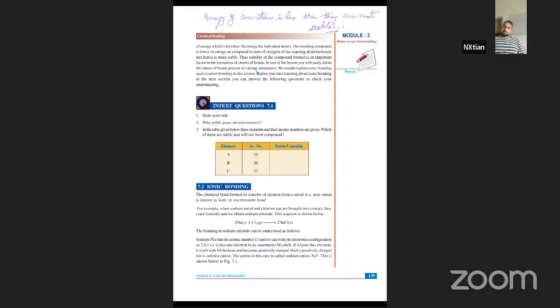Yes or no? Okay. Now we will learn that there are two types of bonding. Chemical bonding is of two types. First is ionic bond, and the second is covalent bond.